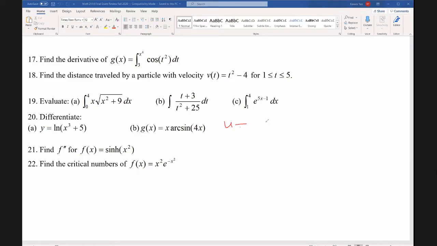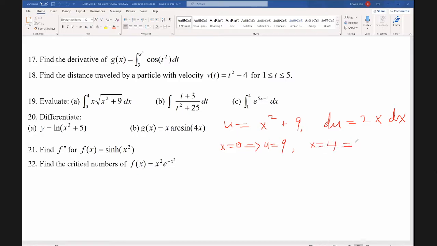U equal to x squared plus 9. Nothing has been changed here, right? And du is 2x dx. I think I made some mistake in the lower limit or upper limit. So x equal to 0. Put a 0 inside, right? So you can get u equal to 9, right? 0 squared is 0, so equal to 9. This is the same. Now, x equal to 4, right? Let's find out the answer.